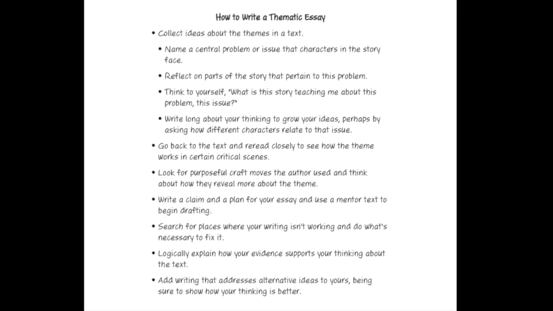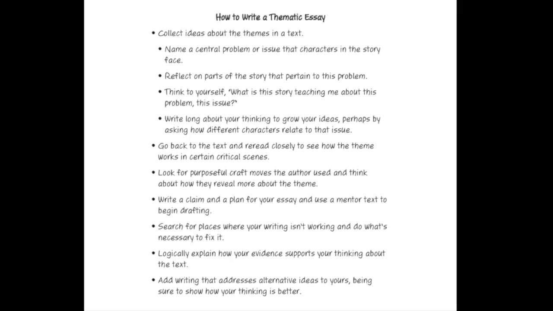So, as we're looking at how to write a thematic essay, we've collected ideas about a theme in a text. We've looked for a central problem or the issue that the characters are facing. We've reflected on parts of the story that pertain to this problem. And we thought about what this story is teaching us. And we've all chosen a theme that we are going to look for in this story. And we've written long about our thinking to grow our ideas, perhaps by asking how different characters relate to that issue.